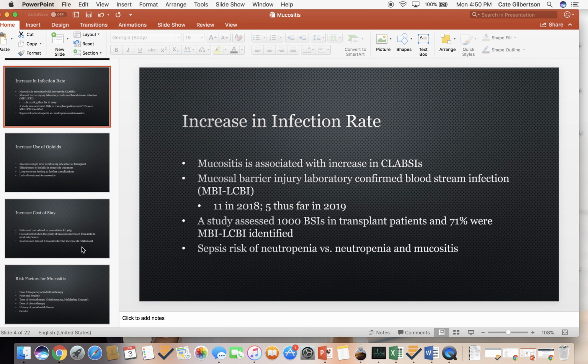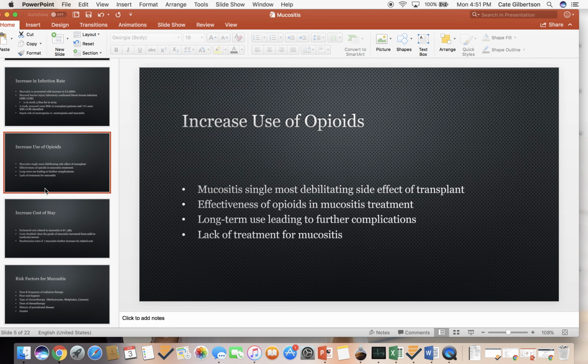So we expect that all of our patients getting chemotherapy and radiation are going to have neutropenia. So that's something we can't decrease because we want them to get neutropenic when they're going through treatment to kill off those cells. But what we can impact is the mucositis and the severity of it.